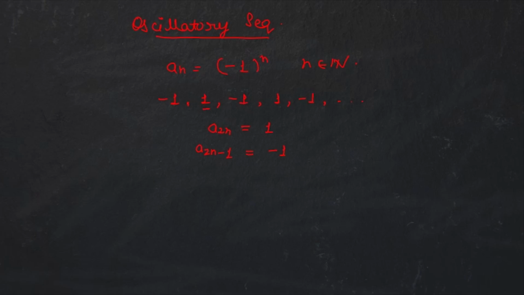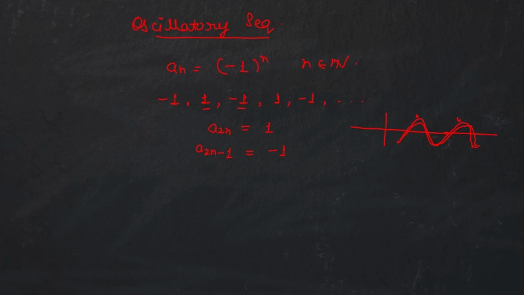I get -1. So basically, what type of graph will I get? I will get -1, then +1, then -1, then +1. So basically we can see that there's an oscillation about the x-axis, right? This is called oscillation. You must be knowing this concept. So this kind of sequence I categorize into oscillatory sequence.